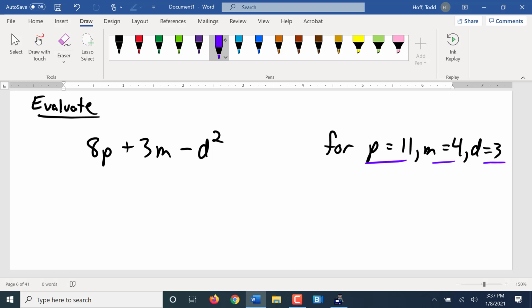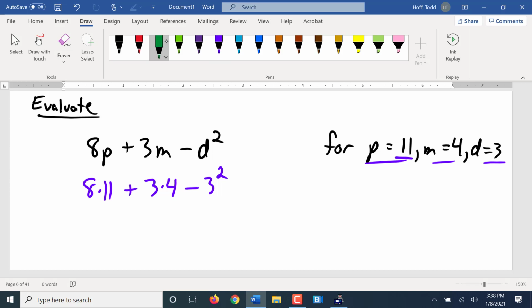So 8p means 8 times p, and the value we put in for p is going to be 11. So it's 8 times 11. 3m is going to become 3 times 4, and then of course d squared will be 3 squared. Once we have put those values in for the letters, this is just an order of operations problem like the ones we were just doing.